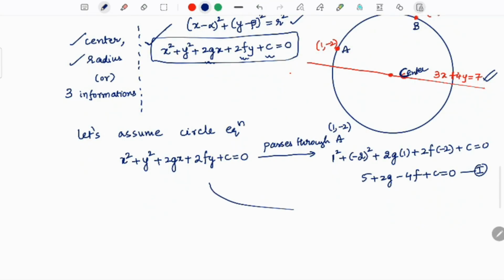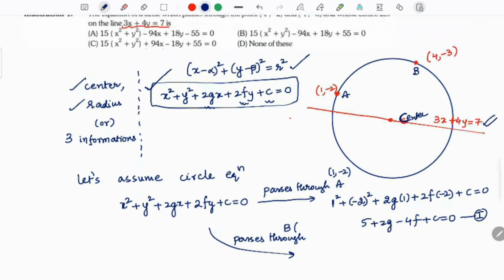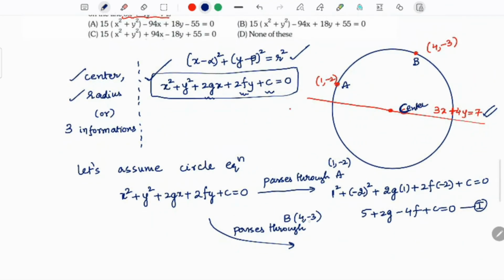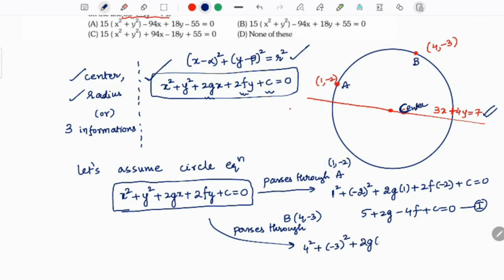The circle also passes through point B. Okay, so by now you are getting the idea. Point B coordinates are 4 comma minus 3. So this is my circle equation, and it is passing through point B. So you'll get one more equation, that is 4 square plus minus 3 whole square plus 2g into 4 plus 2f into minus 3 plus c is equal to 0. So this is 25 plus 8g minus 6f plus c is equal to 0. This is my second equation.